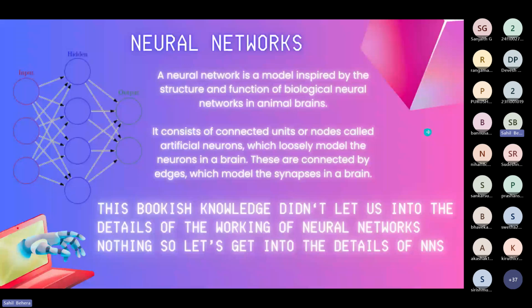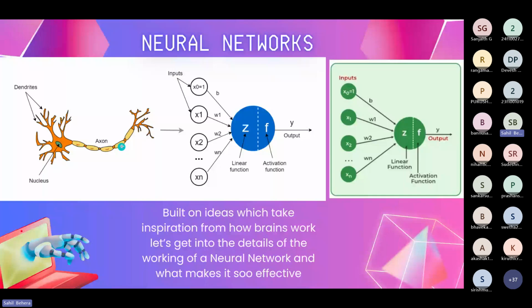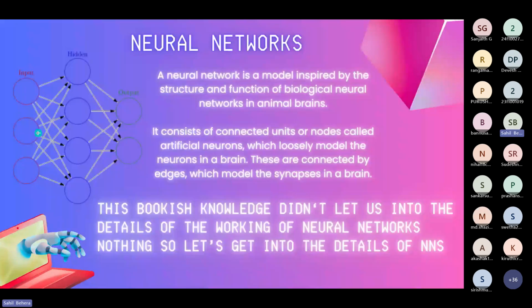So this is what a neuron looks like. We all know that. It tries to copy how a neuron works, and so it has dendrites and a nucleus, and these would be the synapses. We'll come back to it. The basic definition of a neural network is connected units or nodes, artificial neurons which loosely model the neurons in a brain. These are connected by edges which model the synapses in a brain. That would be the bookish definition of what a neural network is.